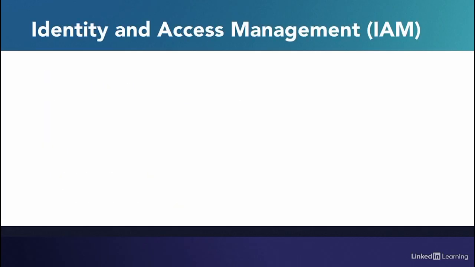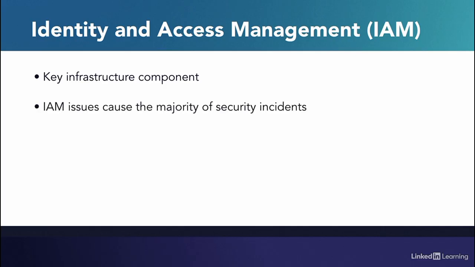Managing all of this is the purpose of what is known as the Enterprise Identity and Access Management, or IAM, system. This is a key infrastructure component of any enterprise, and typically is around half the workload for the enterprise Chief Information Security Officer. IAM issues, particularly with weak credentials and excessive privileges, are the cause of most of the security incidents we have to deal with.